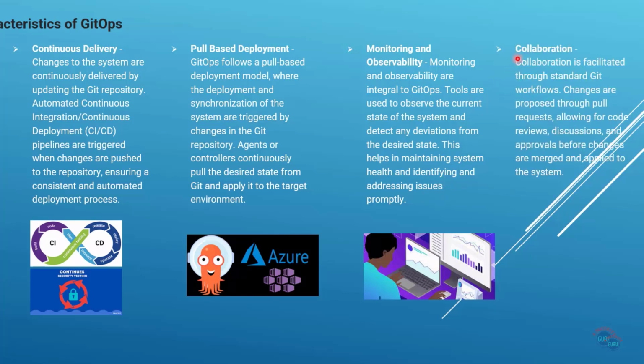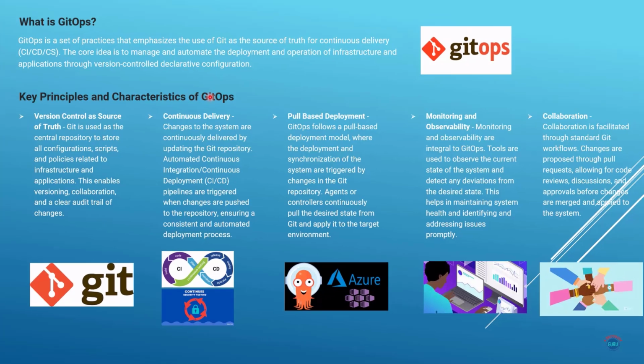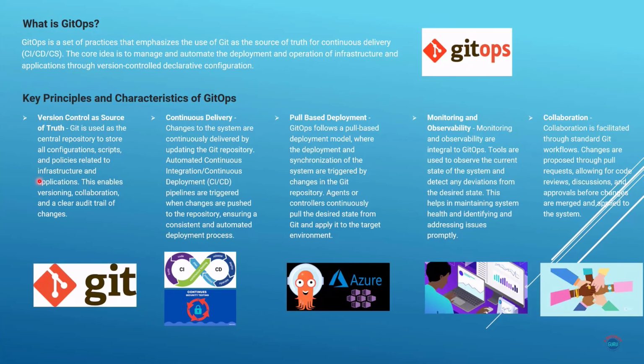The final characteristic of GitOps is to promote collaboration. The collaboration is promoted and facilitated using Git workflows. So if there are multiple development teams working on a single project, the changes are proposed through pull requests that allow for code reviews before these changes are merged and applied to the target system. So these are all the key principles and characteristics of GitOps.